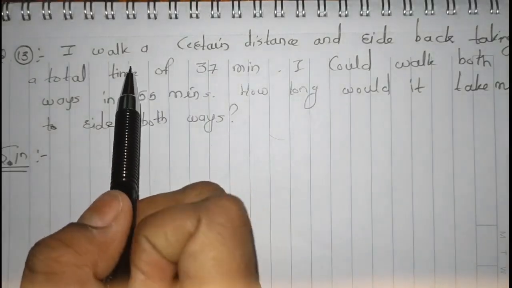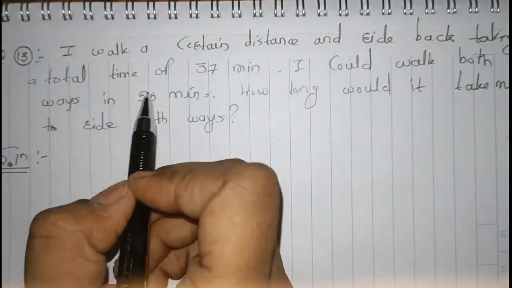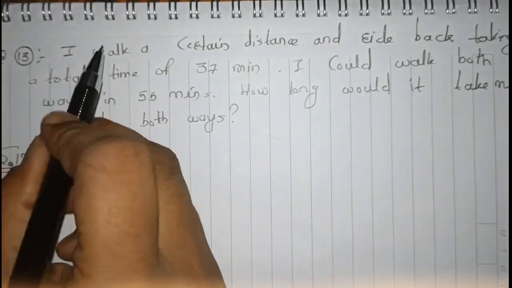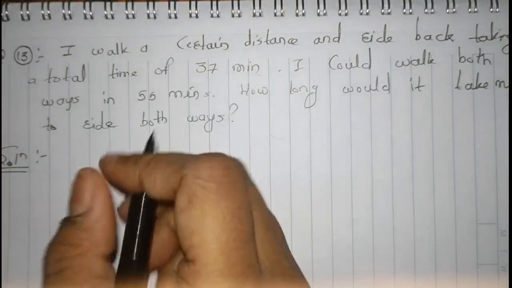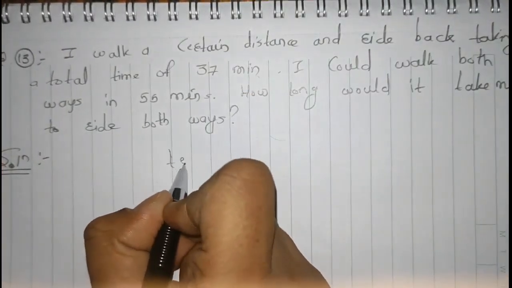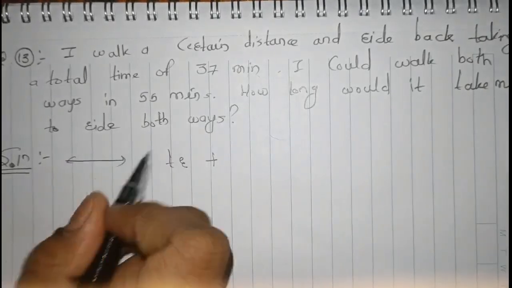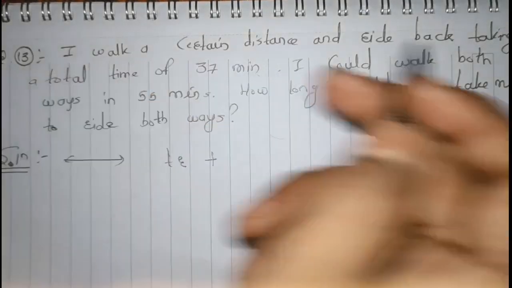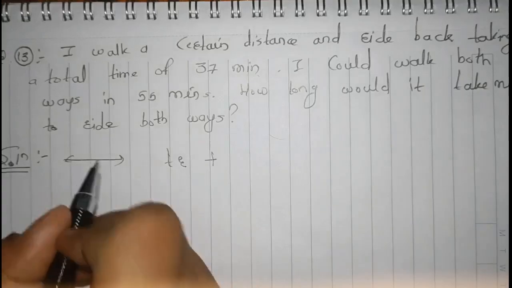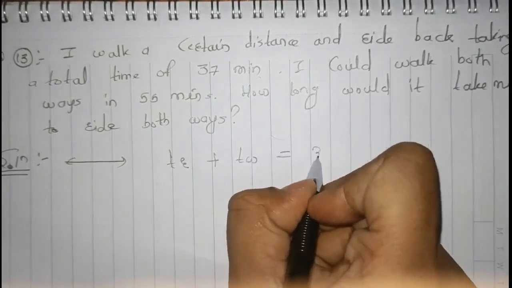Here I walk a certain distance and then ride back, taking a total time of 37 minutes. Right? I walk a certain distance, riding and walking. Consider this. This is the time taken for riding the certain distance. This is our distance, right? And it is the distance which is there for riding and then also walking back. So this is the same distance. And then walking back, this is our 37 minutes.